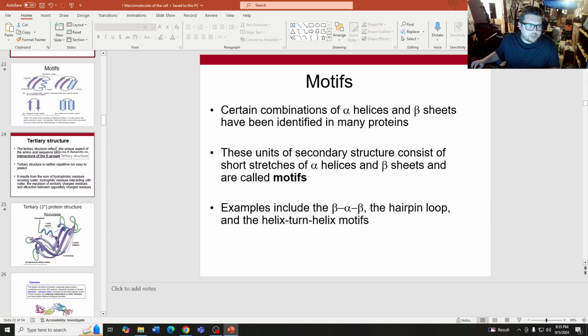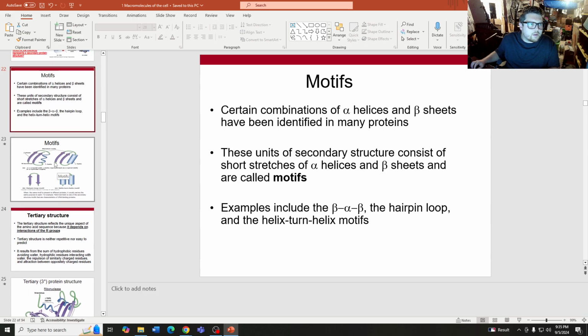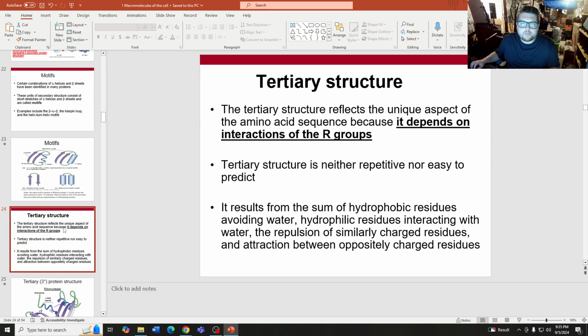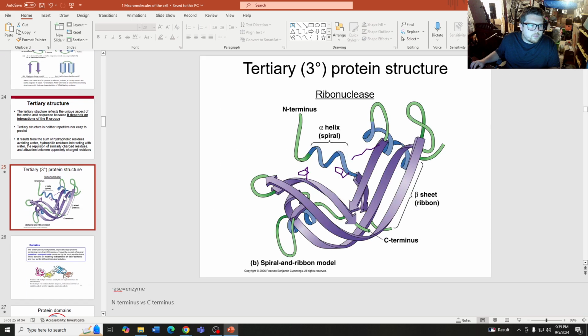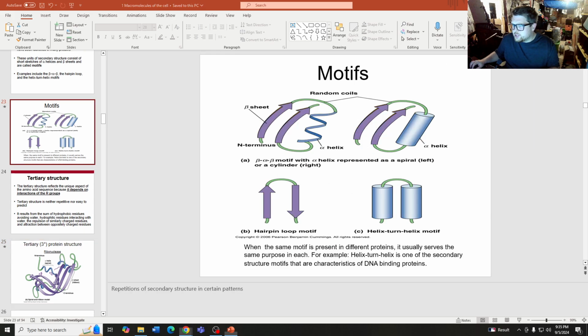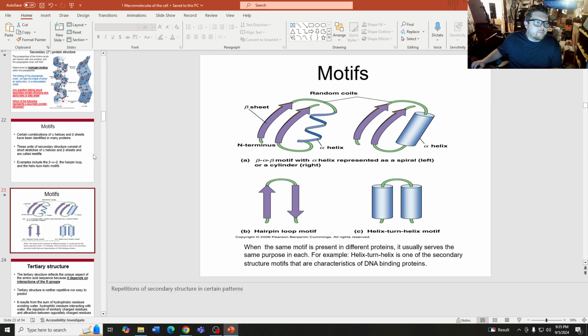Now, with secondary structure, make sure that this is in the correct order as I describe it. Let me double check one thing real quick, making sure that the slides are in the correct order.